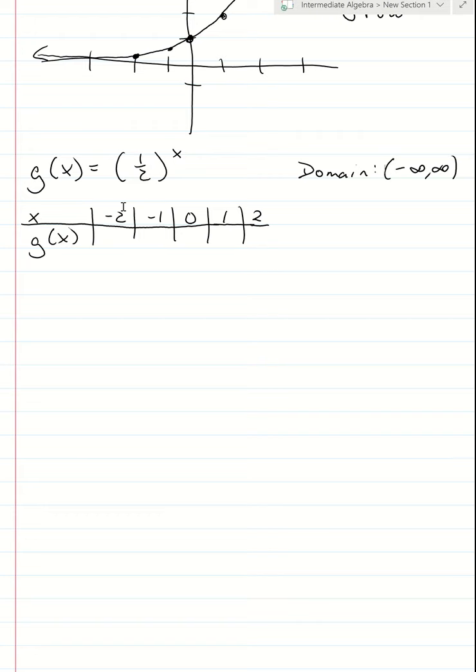Well, 1/2 to the -2 power would actually give us a +4. If we were to take the base 1/2 and raise it to the -1 power, we would get a +2. Just like before, when we take 1/2 and raise it to the 0 power, we get 1. 1/2 to the first power would be 1/2. And lastly, if you take 1/2 and square it, you would get 1/4.